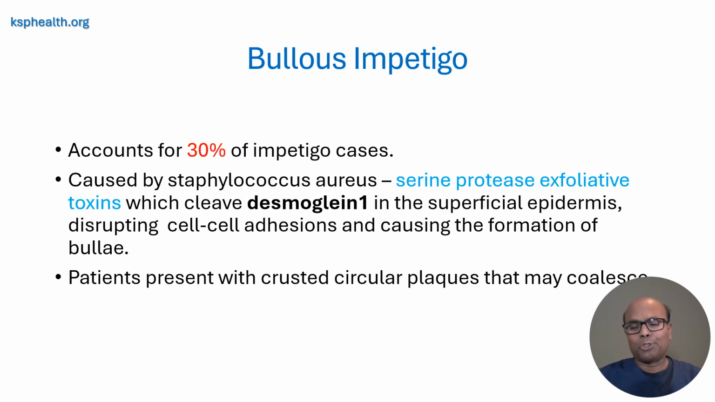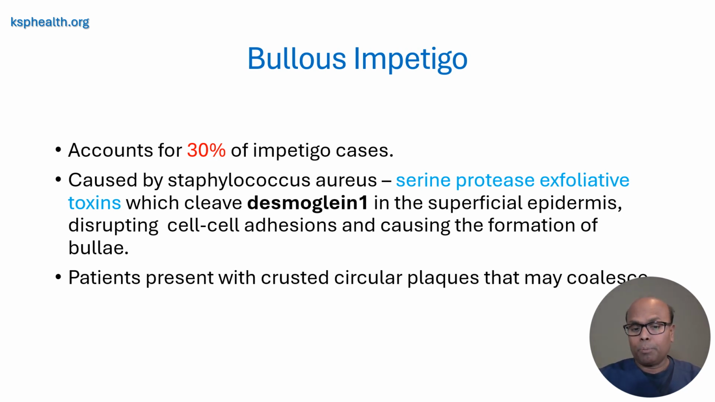Bullous Impetigo is the most common; almost everybody in pediatrics and in dermatology must have seen this one. It accounts for 30% of impetigo cases. It's caused by Staph aureus, especially the serine protease exfoliative toxins secreted from Staph aureus, which cleave desmoglein 1 in the superficial epidermis. It disrupts the cell-cell adhesion, causing the formation of bullae.